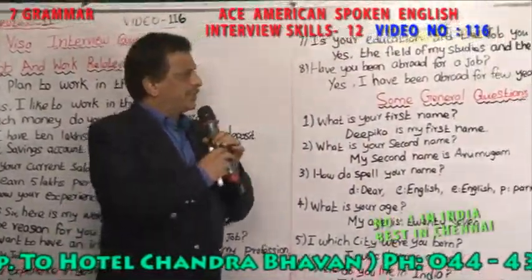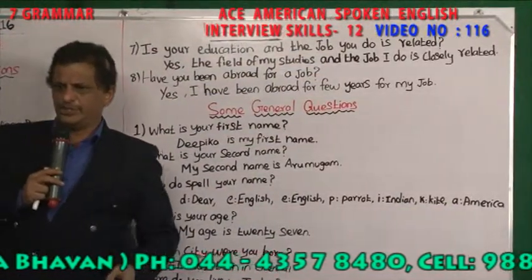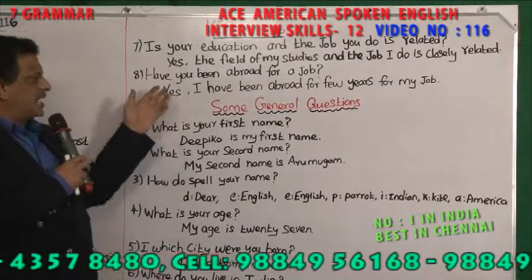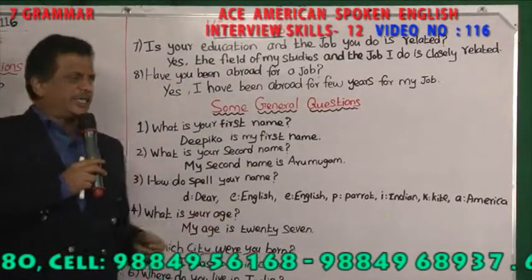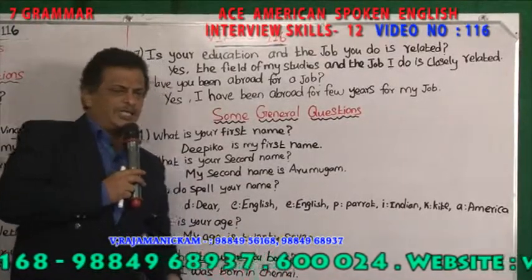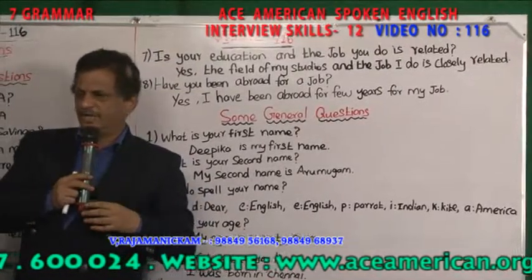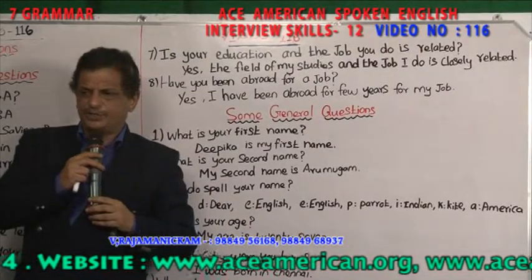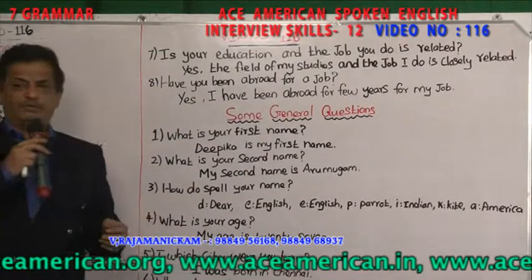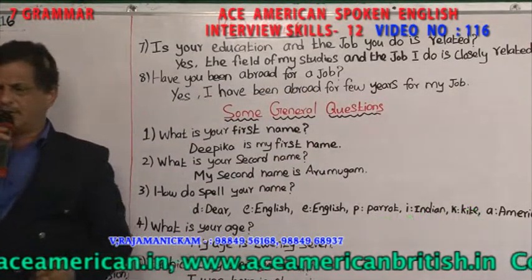And coming here, is your education and the job you do related? Sometimes you may do a software engineering course, but you may be in a production line or sales and marketing line. So they may ask you, is your education and the work you do related? You can say, yes, the field of my studies and the job I do is closely related. They may ask you a question, have you been abroad for a job? Is the USA the first time you are coming for a job, or have you been in foreign countries? Do you have any work experience in foreign countries? You may say, yes, I have been abroad for a few years for my job.